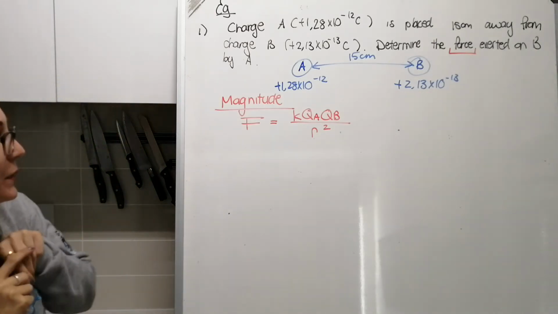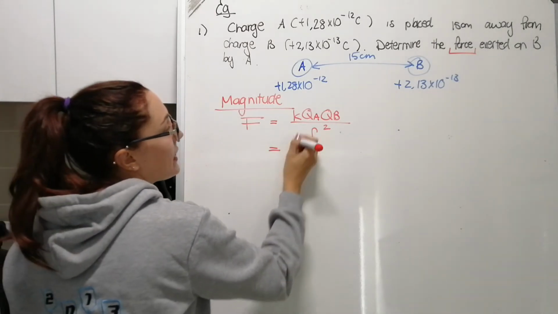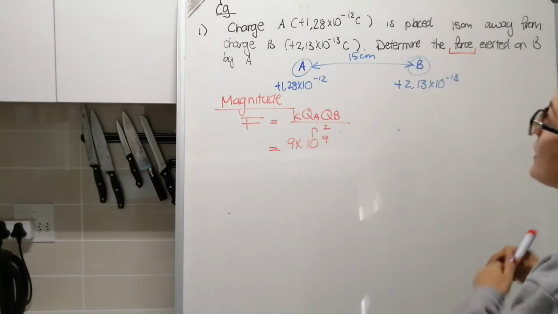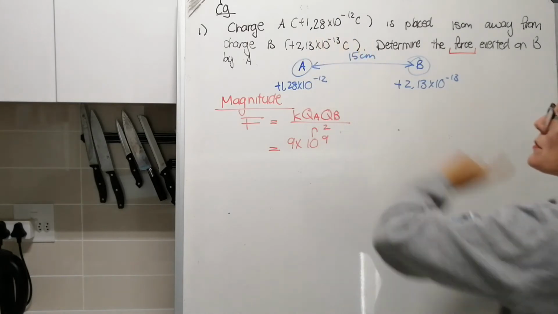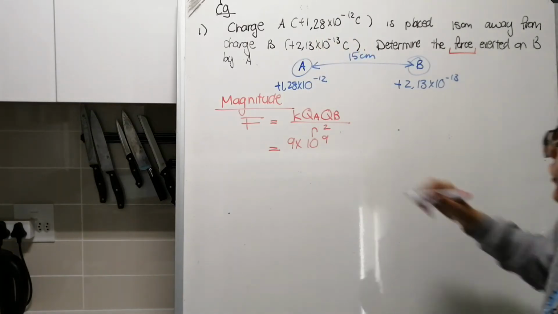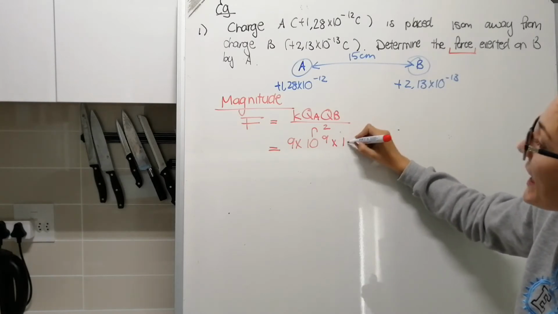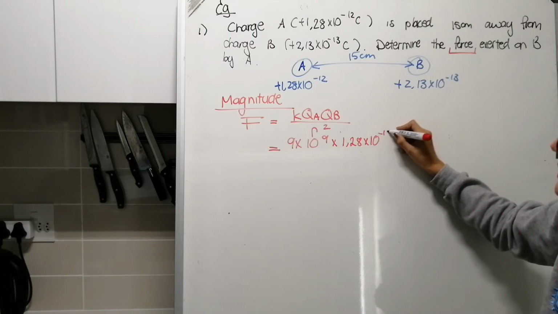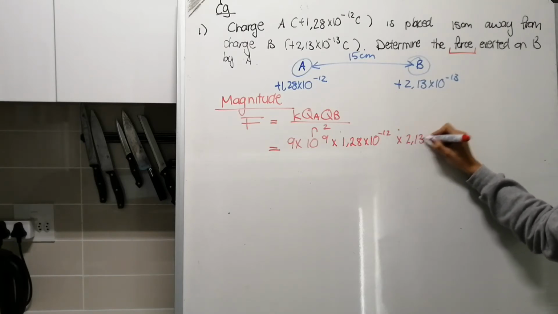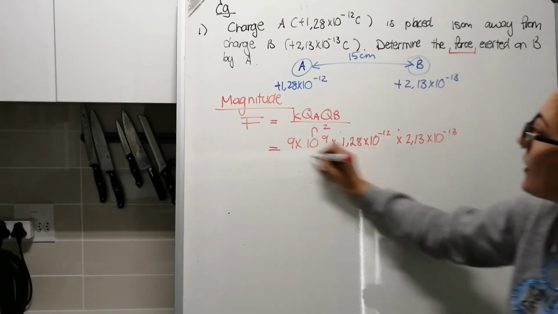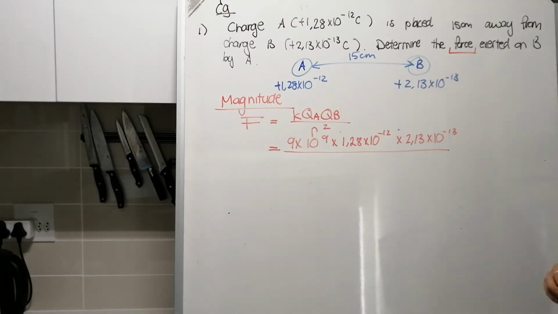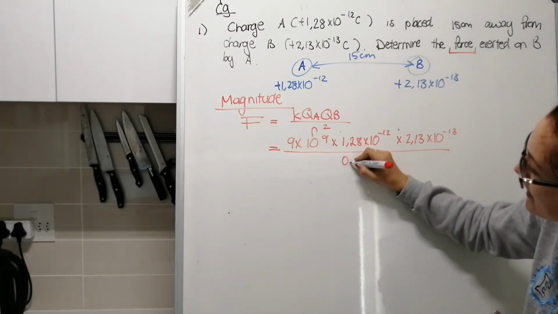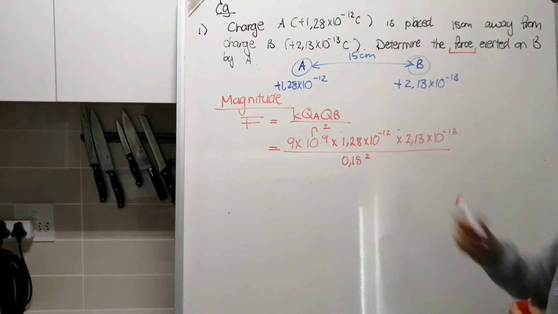Okay, now we're going to substitute in our values. K is 9 times 10 to the 9. QA and QB are both in coulombs, beautiful, so I don't have to worry about doing unit conversions. So I can just substitute them in, excluding the signs. So it's 1,28 times 10 to the negative 12 and 2,13 times 10 to the negative 13 over the distance between them. This needs to be in meters, it's in centimeters. So I convert it to meters, that's 0,15 meters squared.